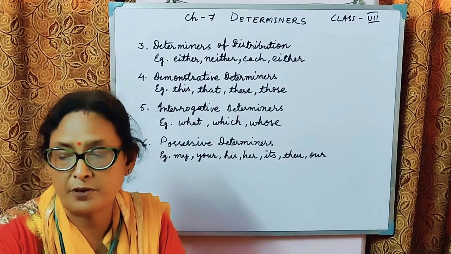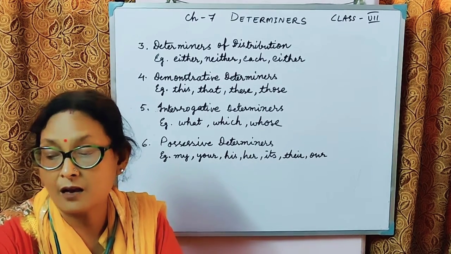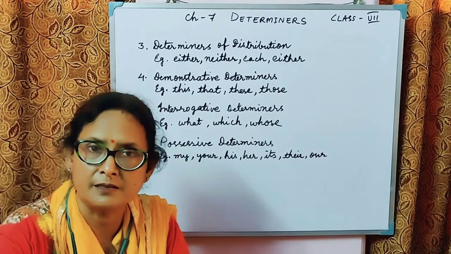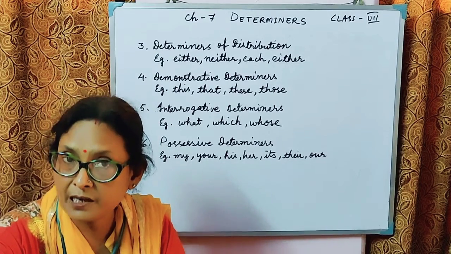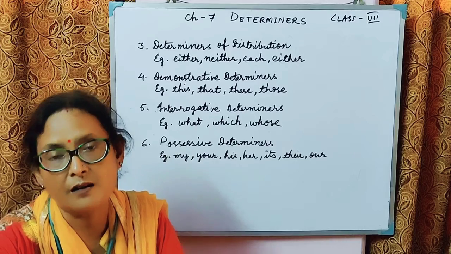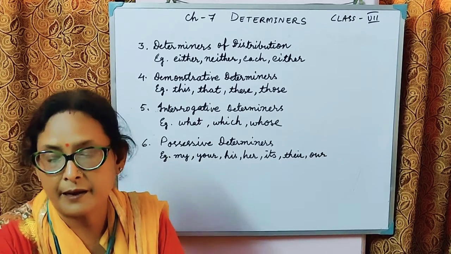These machines are imported from China, and are those books new? So all of these, these and those, are used in the plural in a sentence. So all are demonstrative determiners.